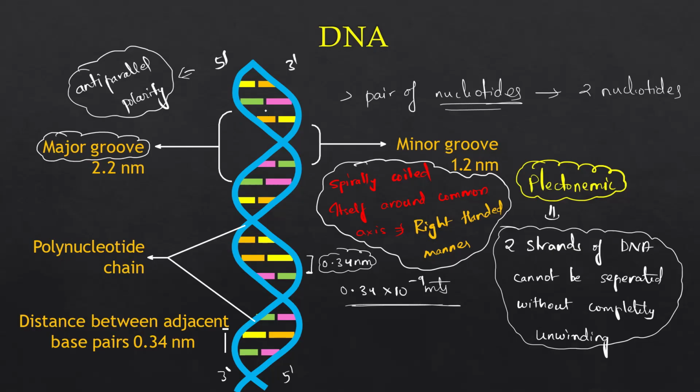One, DNA is plectonemic in nature. That means the two strands cannot be separated until you completely unwind them. Second, these are of antiparallel polarity. That means one is 5 to 3, the other one is 3 to 5. And it is right-handed. Whatever this spiral coil is, it happened in a right-handed fashion. And the other thing is the distance between two base pairs is 0.34 nanometers.